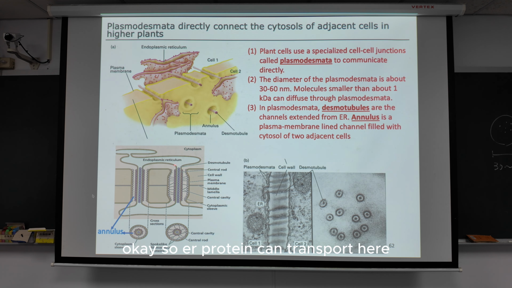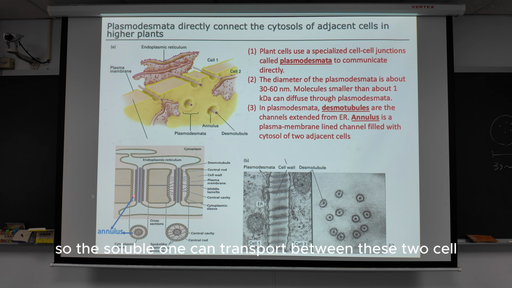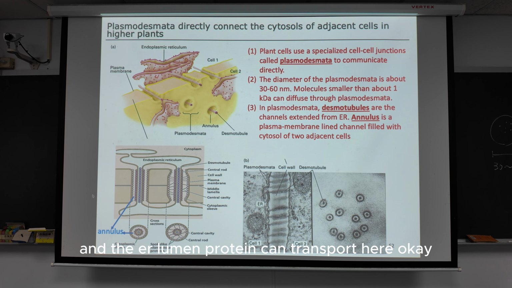Okay, so ER protein can transport here, and the cytosol part will be called the annulus. The soluble one can transport between these two cells, and the ER lumen protein can transport here. That will be only found in the plasmodesmata.